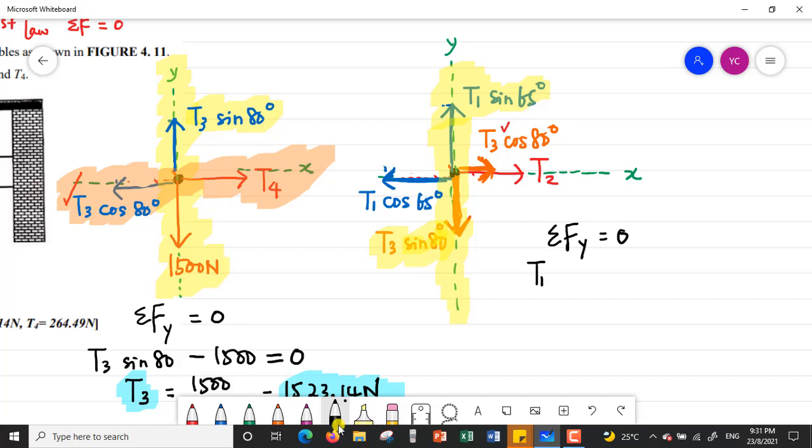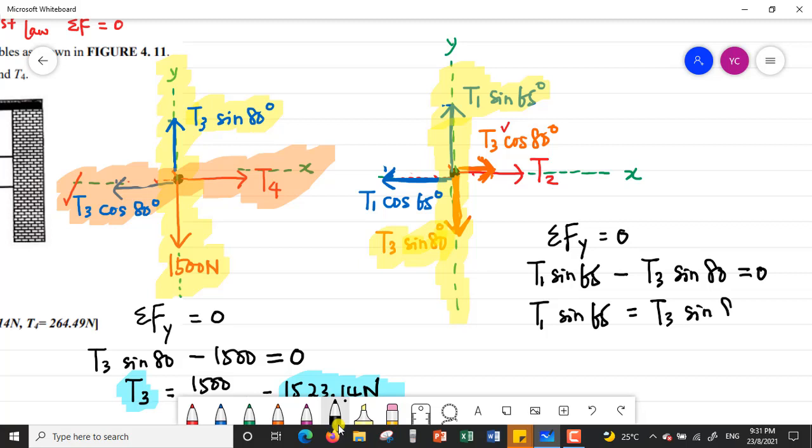So, we apply Newton first law, komponen Y equal to 0. So, T1 sin 65 minus, why minus? Because T3 sin 80 is pointing downward. T3 sin 80 equal to 0. So, T1 sin 65 will equal to T3 sin 80. So, kita boleh cari T1 lah. So, T1 akan sama dengan T3 sin 80 bahagi sin 65.